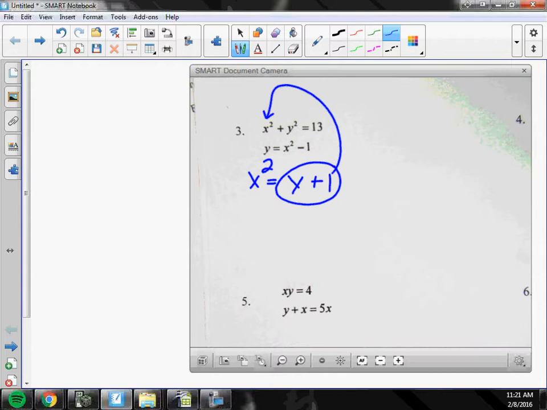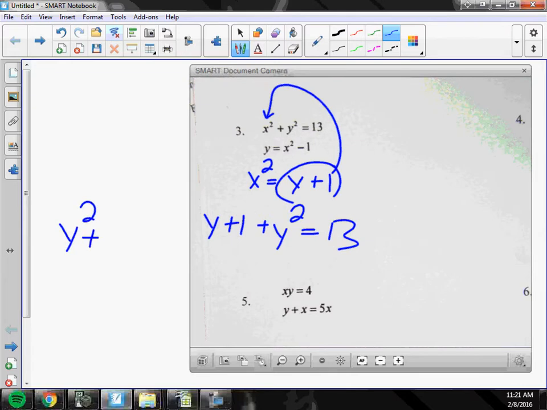Do I need to raise it to the 2nd? No, because it does equal x squared. So I get y plus 1 equals y squared. Y plus 1 plus y squared equals 13. So I'm going to reorder. Y squared plus y, I need to subtract 13. 1 minus 13 is negative 12.